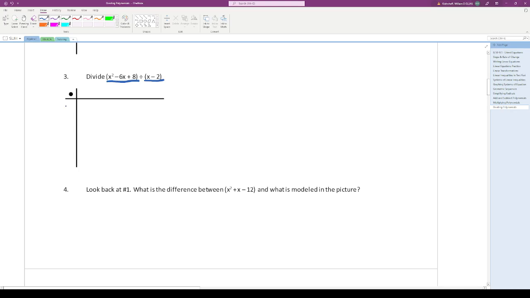Okay, so we're going to put our x minus 2 over here, x and then negative 2, and we're going to shade those in.